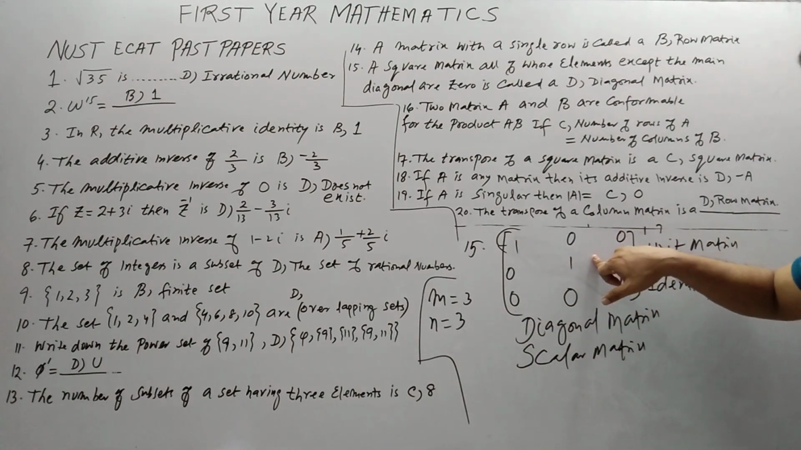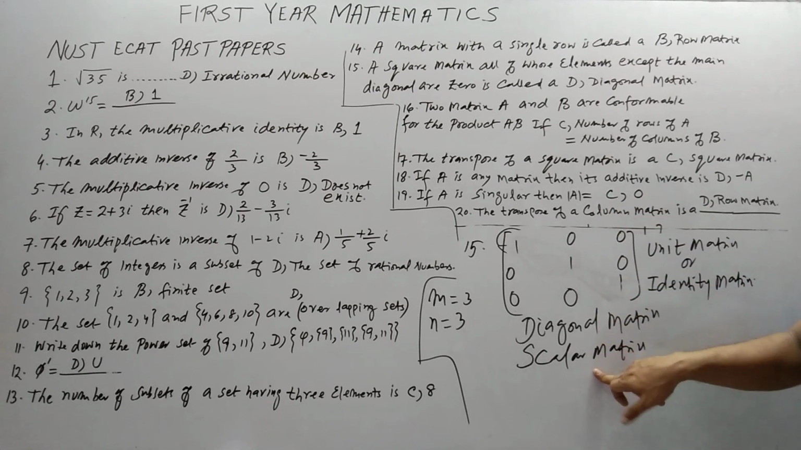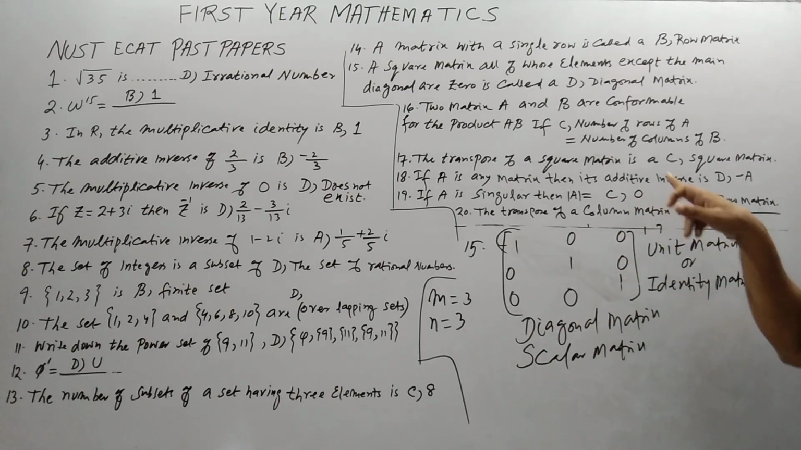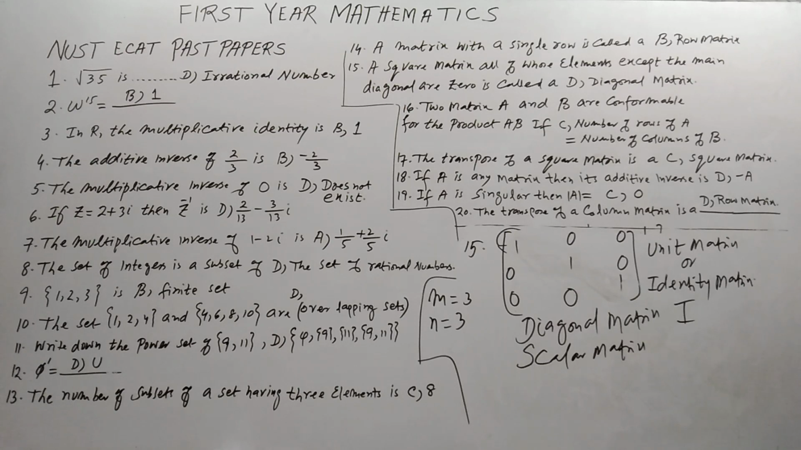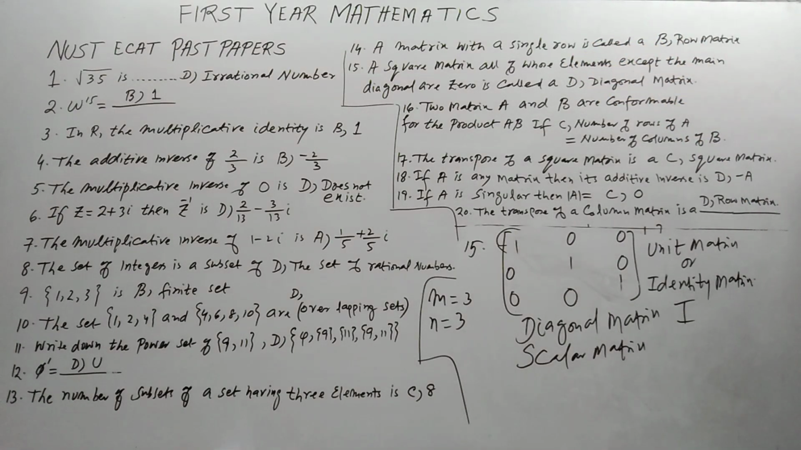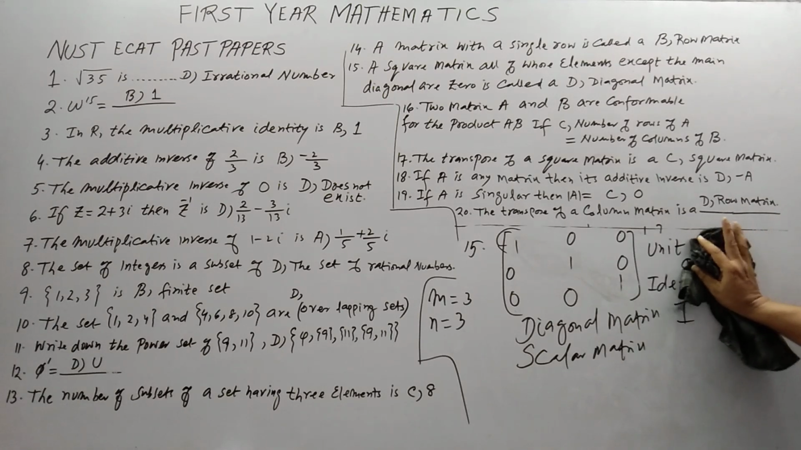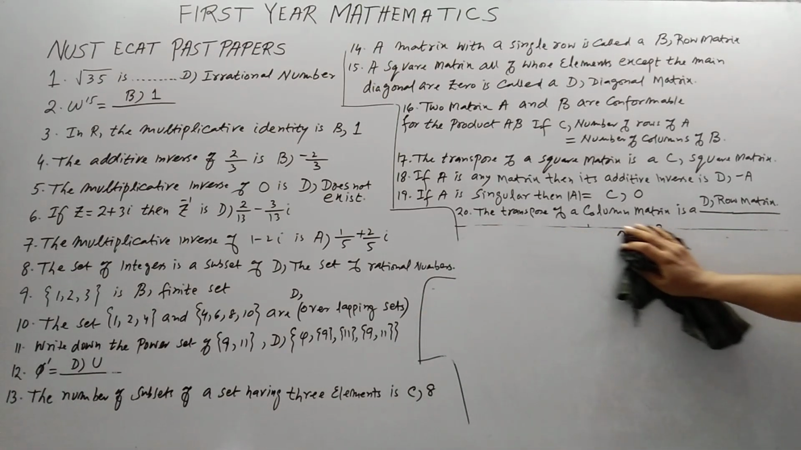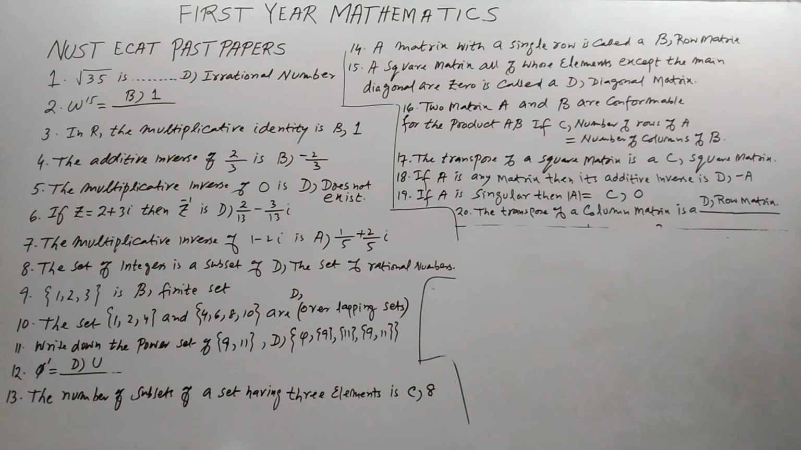So this is a diagonal matrix. Yes. This is a scalar matrix. Yes. This is a unit or identity matrix. Yes. And the identity matrix is represented by I. Hope you understand. But in question number 15, the correct answer is diagonal matrix. But if you are asked about a scalar or unit matrix, you are able to give the answer.